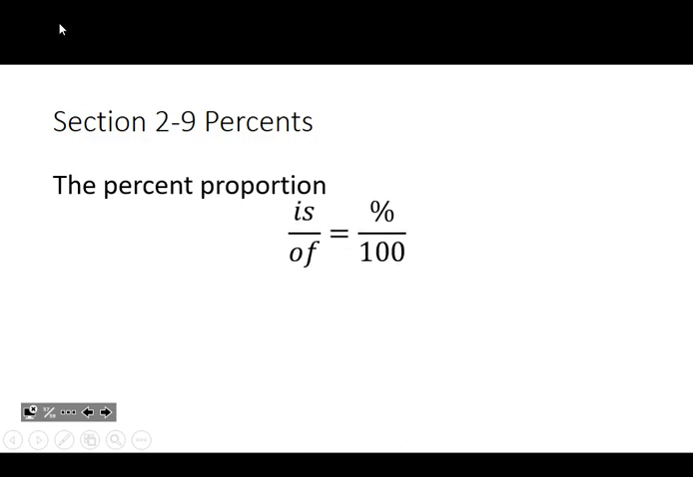All right, the percent proportion is going to be is over of is equal to percent over 100. So, for instance, if I said, what is 25% of the number 20, we could plug in what we know into this problem and find out what we don't know.